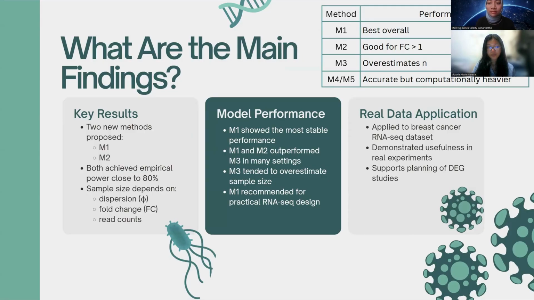Meanwhile, M2 was less stable, M3 often overestimated sample size, and M4 and M5 were accurate but more computationally expensive. What makes this paper stronger is that the methods were also tested using real breast cancer RNA sequence data, and the results show that these methods can actually help researchers plan real biological experiments more effectively.